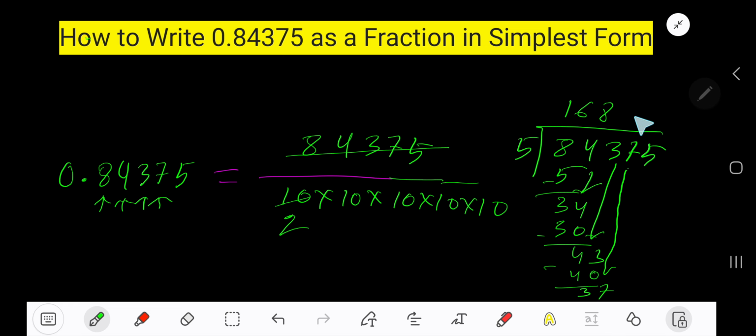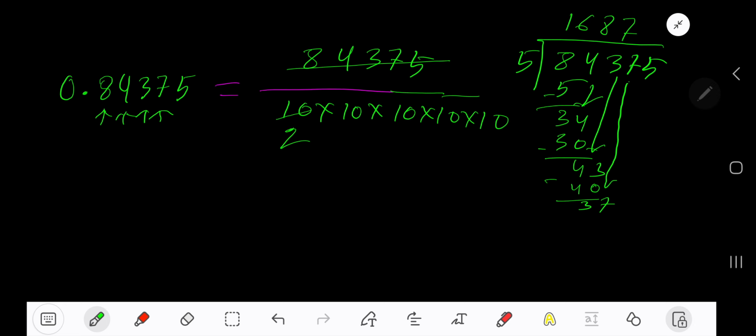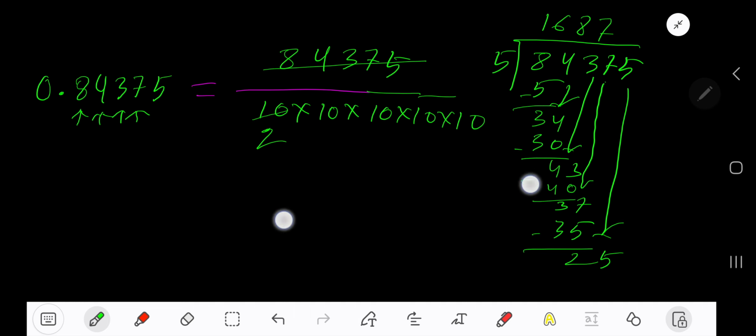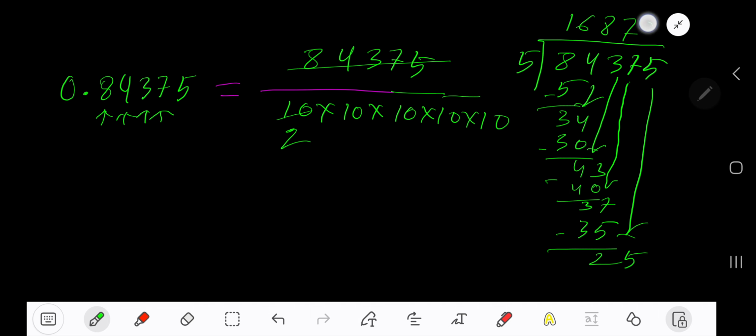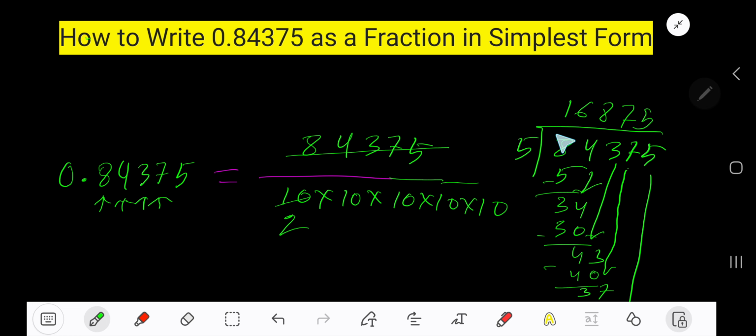5 goes into 37 how many times? 7 times. 7 times 5 is 35. Subtract, you are getting 2. Bring down the next digit. 5 goes into 25 how many times? 5 times. Okay, so basically we are getting this number.